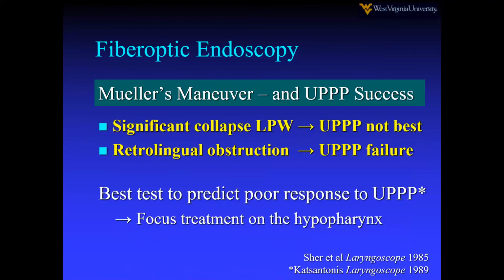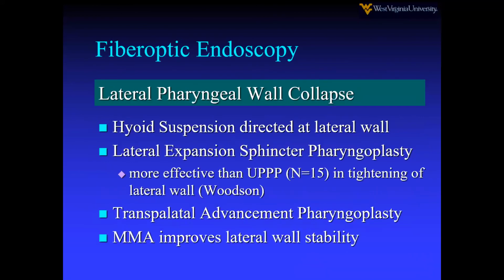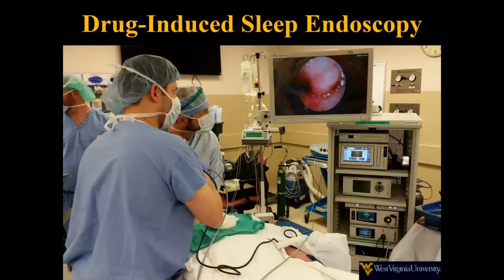would be helpful there. So talking about the Mueller's maneuver, again, it predicts that if you see a significant lateral to medial collapse, then UPPP is not going to do very well. And if you see a retrolingual obstruction with the Mueller's maneuver, UPPP is not going to work. So it's basically a maneuver to predict failure of UPPP, and it focuses treatment on the hypopharynx. Lateral pharyngeal wall collapse, we just talked about that: hyoid suspension, lateral expansion technique, transpalatal advancement, and maxillomandibular advancement, which oral surgeons do.